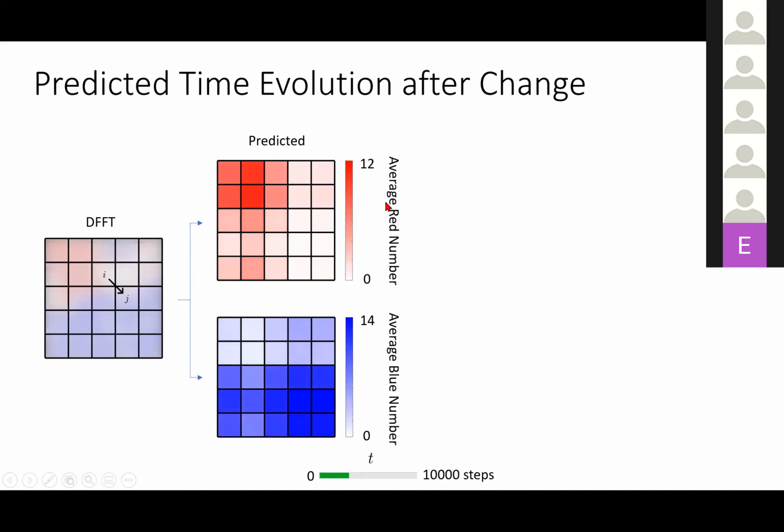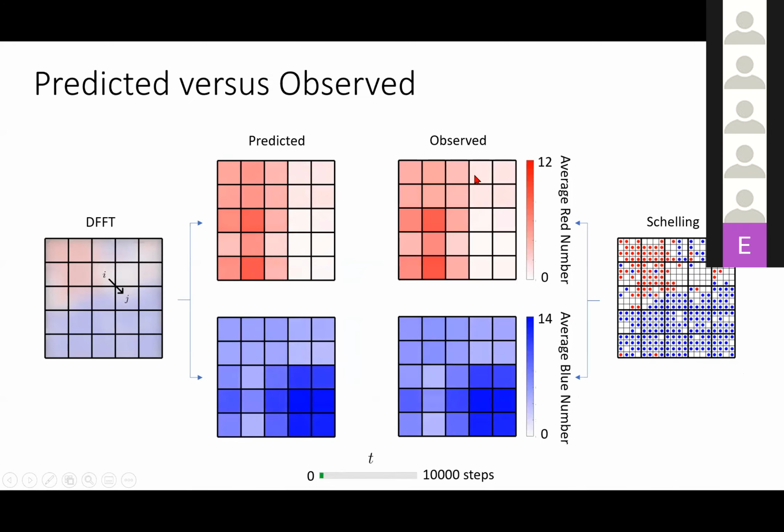So here I'm showing you the average red number and average blue number for each block as they evolve over time. And you can see the DFFT predicts red to migrate to the north and the blue to migrate to this part, and they eventually settle down in this kind of configuration. And we can now compare that with what we actually observed from the Schelling simulation. And indeed, the time evolution agrees pretty well, and also the final steady state agrees pretty well.